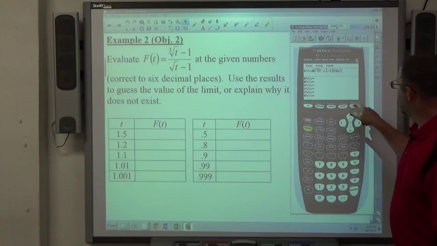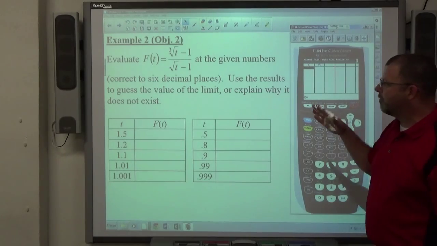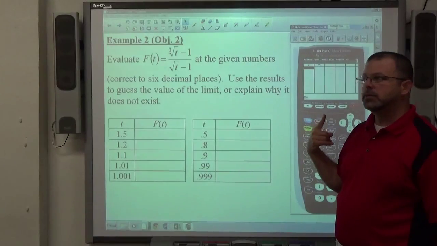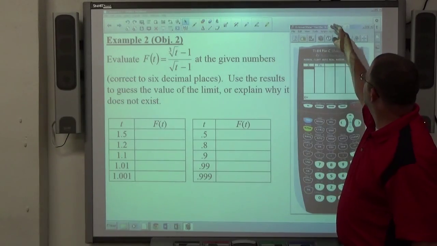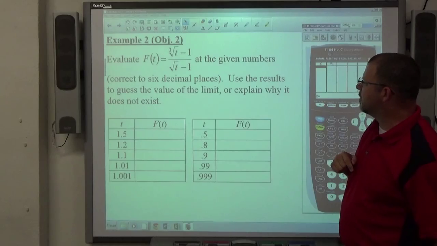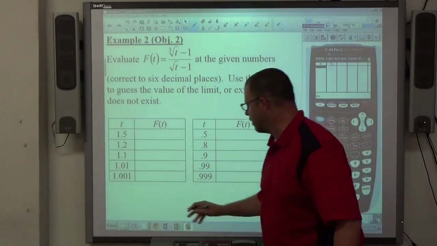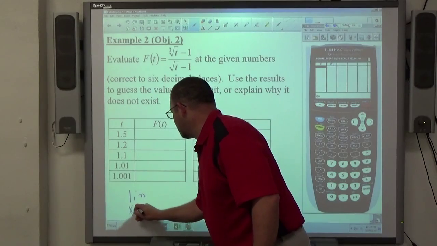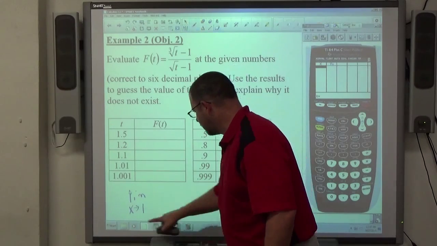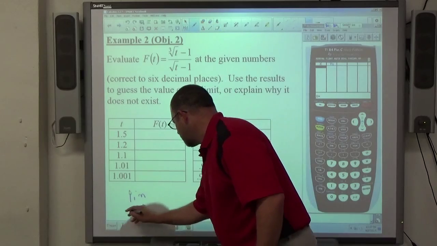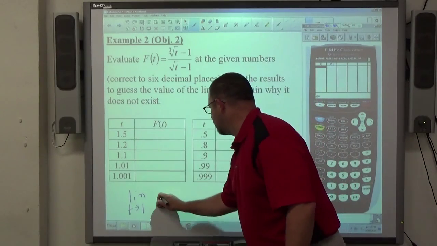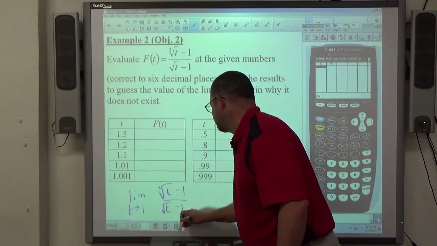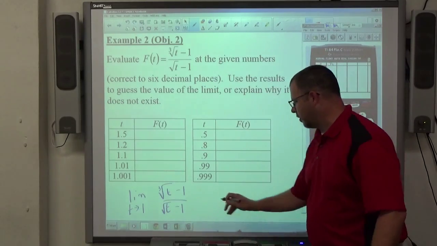I'm going to go to my table, and what I want to figure out is what this should equal at 1. It says to guess the value of the limit, but it doesn't ask what the limit question should be. This is the limit as t approaches 1 of the cube root of t minus 1 over the square root of t minus 1.